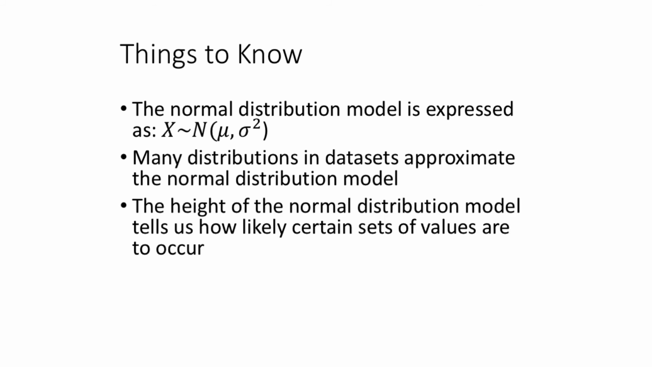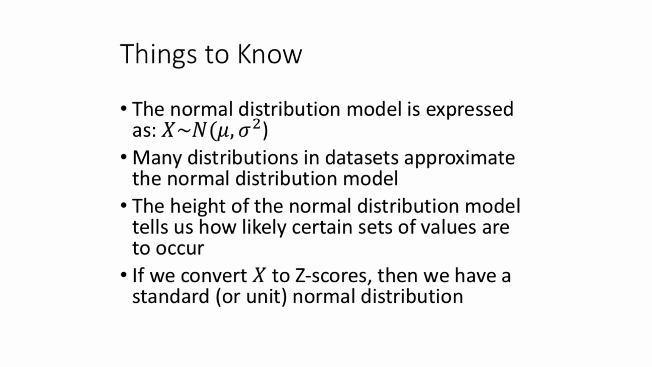The height of the normal distribution model tells us how likely certain sets of values or ranges of values are to occur. That's because the normal distribution model is a probability distribution. The total area under the curve is 1, and then we have probabilities for certain values within certain ranges. If we convert some variable x to z-scores, then we have a standard or unit normal distribution in which the mean is 0 and the variance is 1. And with that, we've concluded our discussion of the normal distribution model and the standard normal distribution model.